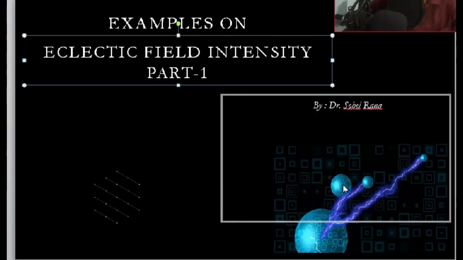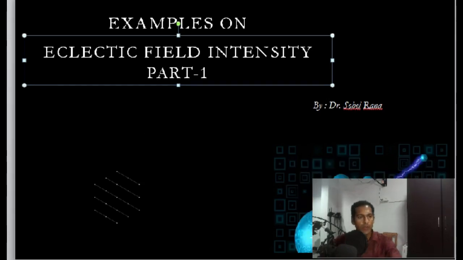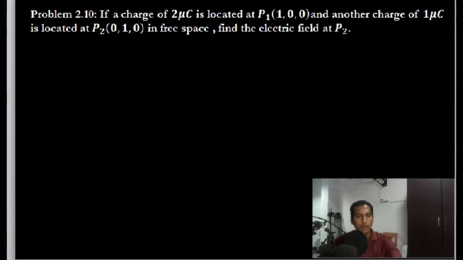Today we will see examples on electric field intensity. So this is our first part of examples on electric field intensity. We'll continue with our previous examples. Now this is the example we were discussing.